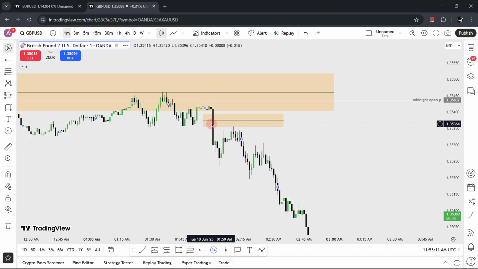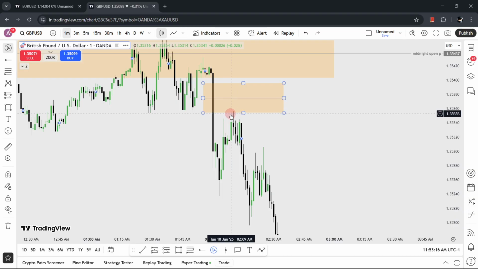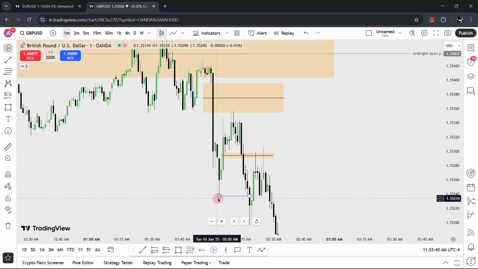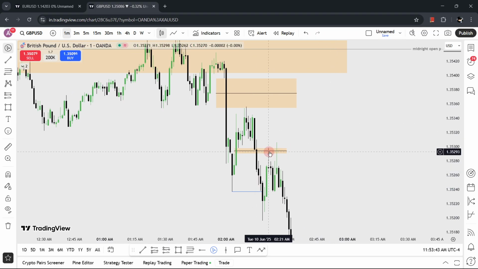And when this broke down, you had this 5 minute fair value gap. It went to this 5 minute fair value gap. You had this 1 minute fair value gap resting below here. Went up to this 5 minute fair value gap. Broke down to this low, creating another structure shift. First time it went to this IFVG on 1 minute.